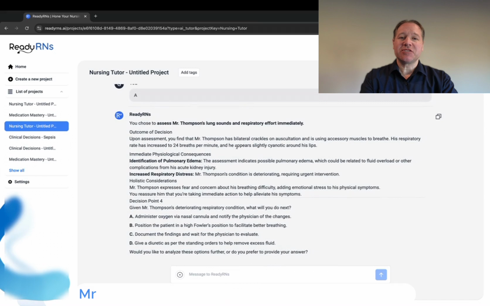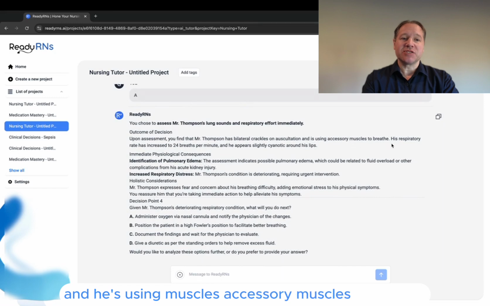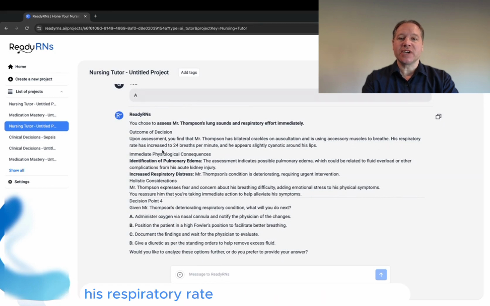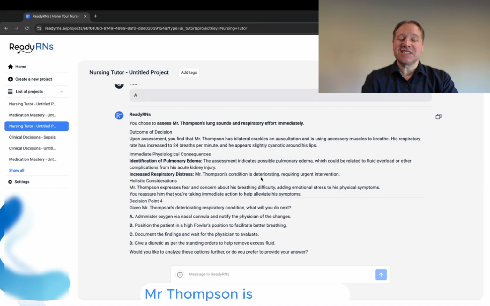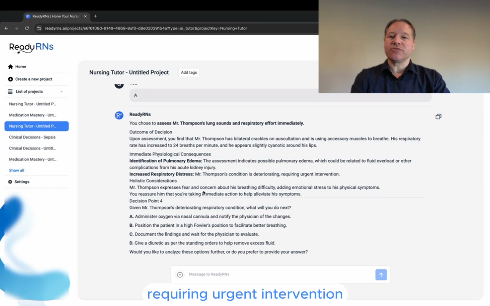On assessment, you find Mr. Thompson has bilateral crackles on auscultation and is using accessory muscles to breathe. His respiratory rate has increased to 24 breaths per minute and he appears slightly cyanotic around his lips. Not good. The assessment indicates possible pulmonary edema, which could be related to fluid overload or complications from his acute kidney injury. Mr. Thompson is deteriorating, requiring urgent intervention.